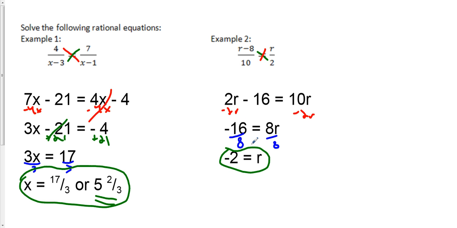We double check. Can r equal negative 2? Well, r isn't in the denominator in either case. So there is no excluded value. There's no spot where r can't be. So this is going to be a solution. r is going to be negative 2.